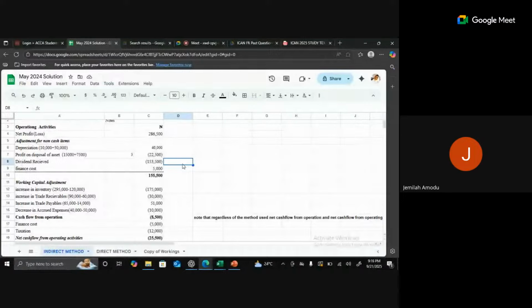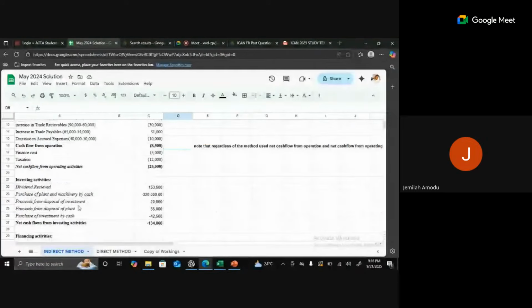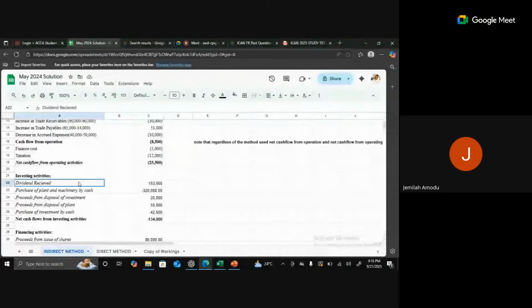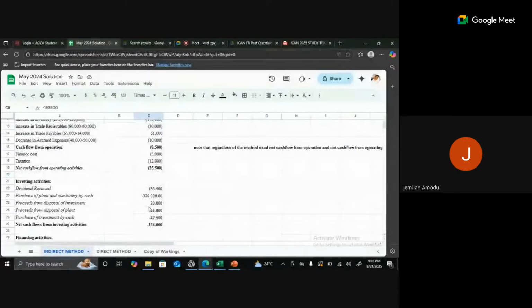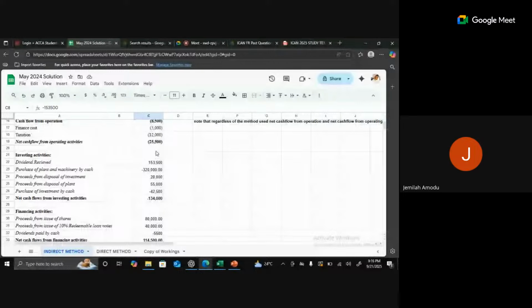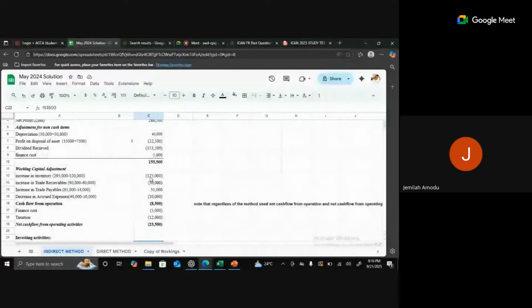The dividend received, we are removing it from operating activities because it's another income, right? It has been added as part of other income in your income statement, and dividend received is to be presented under our investing activities. So that is why we are deducting it from here, so that we can take it to where it's meant to be, which is our investing activities.